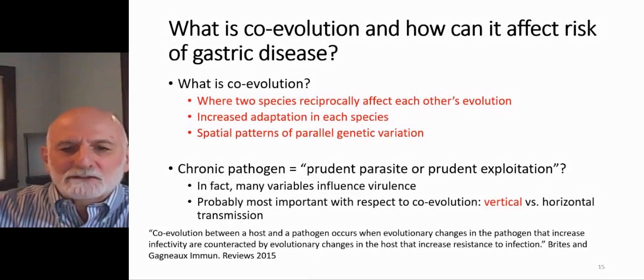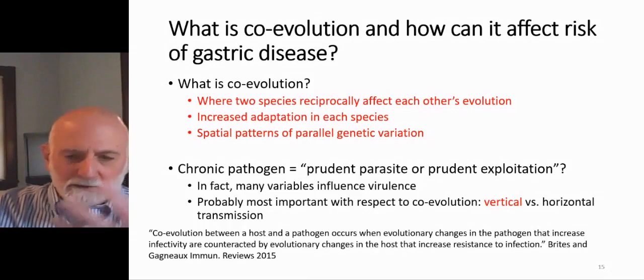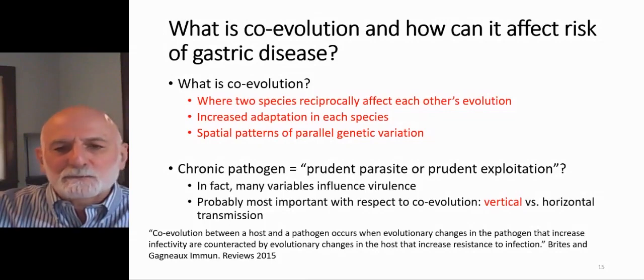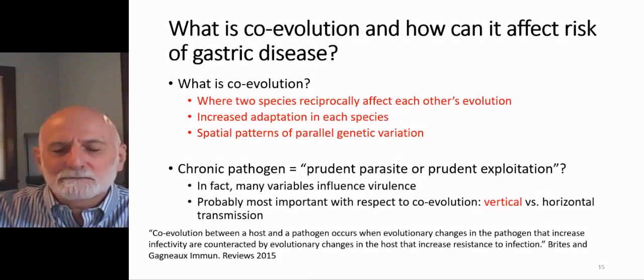There are many variables that affect the virulence, but one that we're going to talk about is this concept of vertical versus horizontal transmission. Vertical would be parent to offspring. In this case, it's mother to child historically for H. pylori, versus picking it up from the environment. Now, H. pylori, as I said, is traditionally vertical, so that actually allows it to be very easily coevolved because it's passed on from the mother to the child, much like mitochondrial DNA.